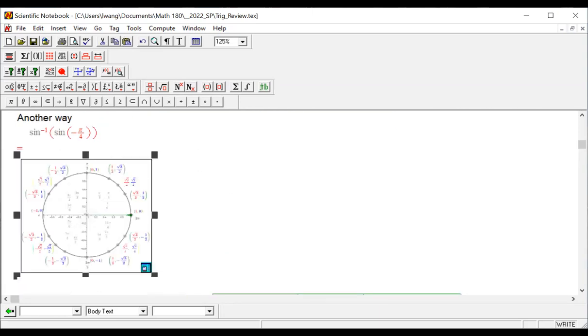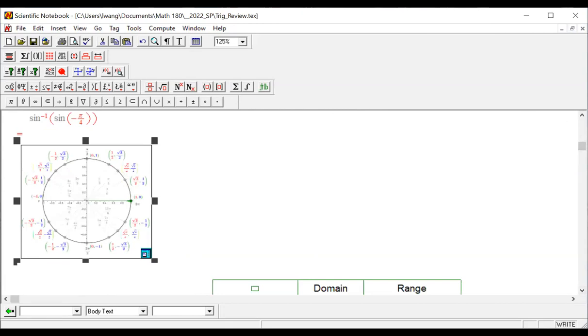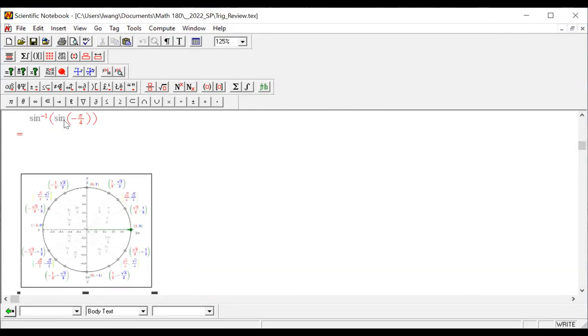We have this unit circle here. When we are dealing with sine of negative pi over 4, we measure the angle from where? From the standard position clockwise. Boom, that's the terminal. And you find the blue number. That's negative root 2 over 2, right?